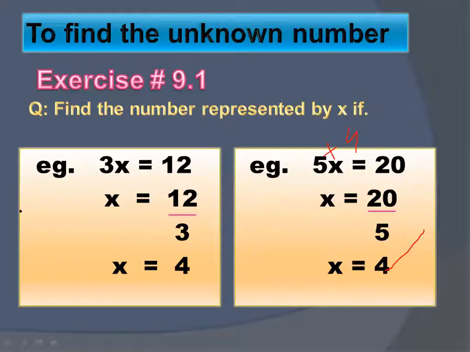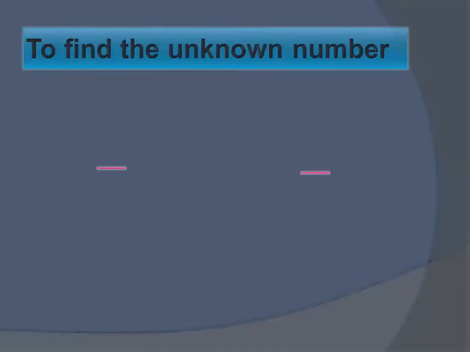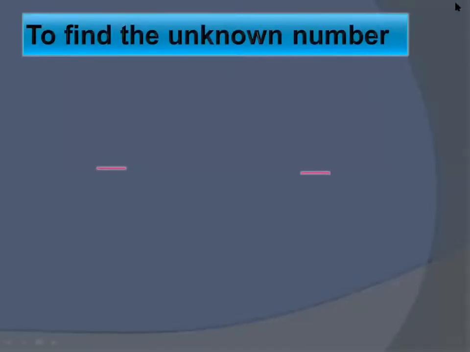If any number is multiplying with the variable, what you have to do is shift it onto the right side. How? You will change the sign of multiplication into the sign of division. Okay, now move on to the last one. These are the last examples.